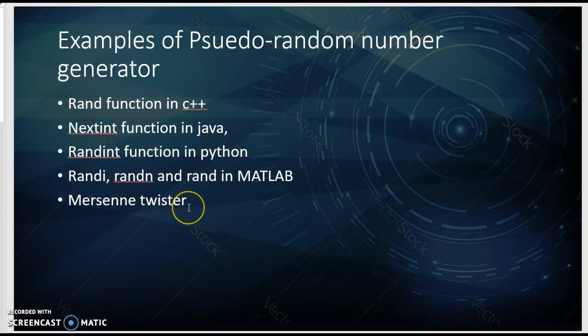And we also have the Mersenne Twister, which is really a different type of pseudo-random number generator because it's special, it's very fast, and in fact most people consider it to be a true random number generator because of the period and the range of numbers it produces.